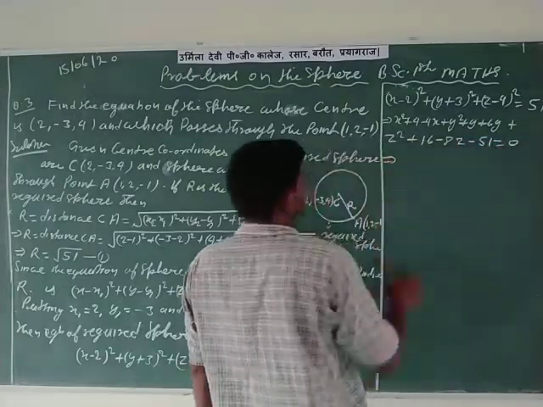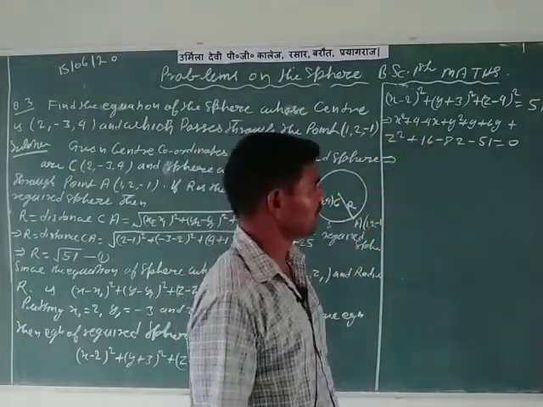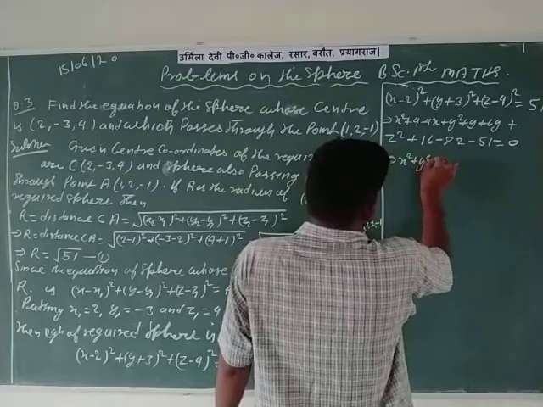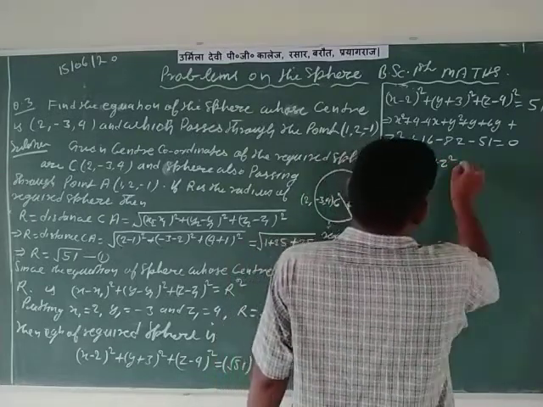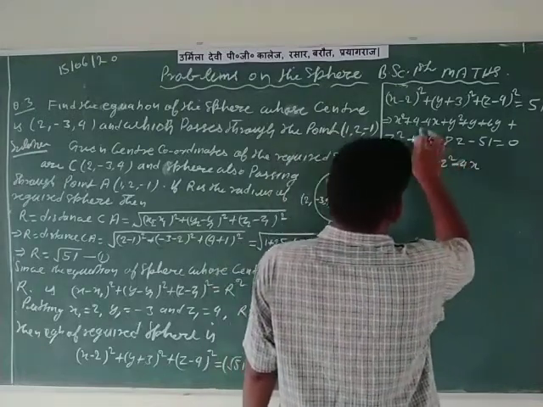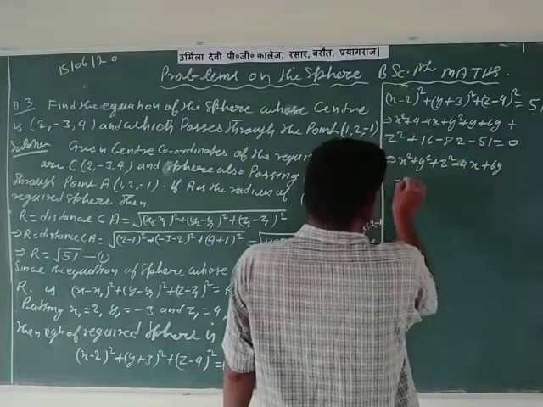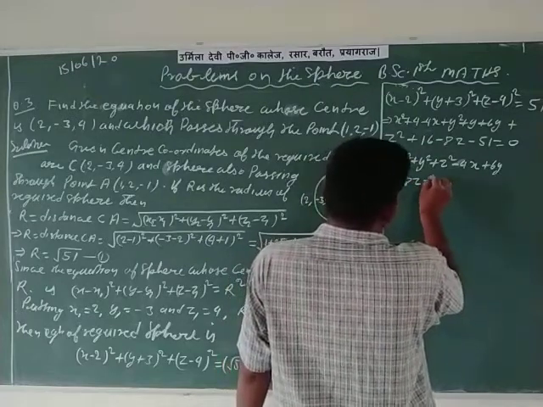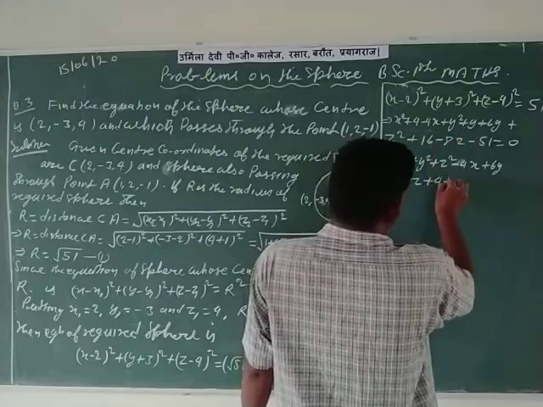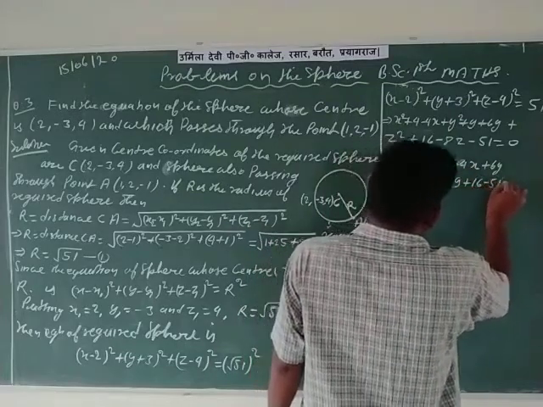After simplification, write the total second order terms of the variables in one bracket, the first order terms in a second bracket, and the numerical values at the last. So x square plus y square plus z square, minus 4x plus 6y minus 8z, and plus 4 plus 9 plus 16 minus 51 is equal to 0.